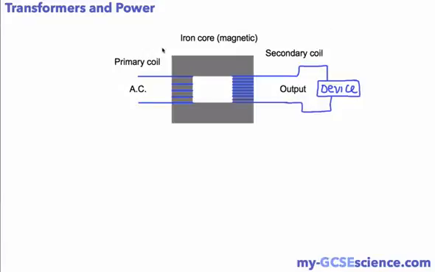We've done a video on this already, so you've got more details in a previous video, but just as a quick recap, here's our transformer. We've got an iron core, and the reason why we have an iron core is because it's magnetic material, and that helps the transformer to work better.